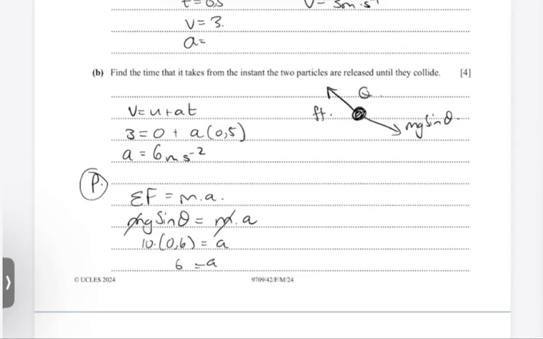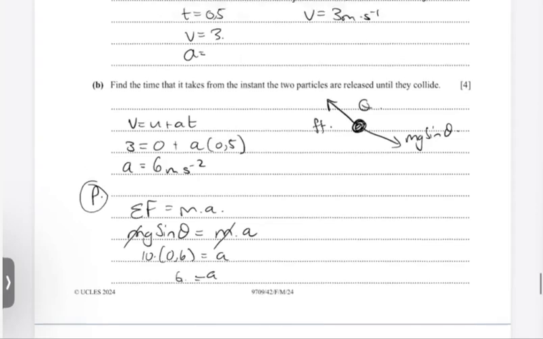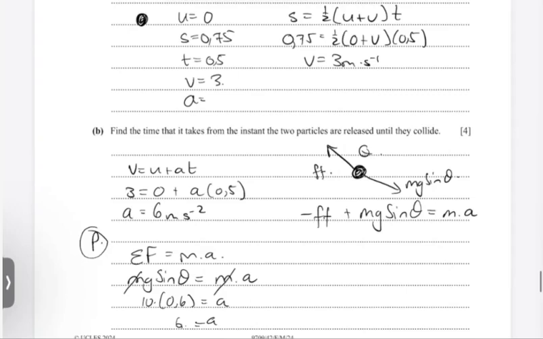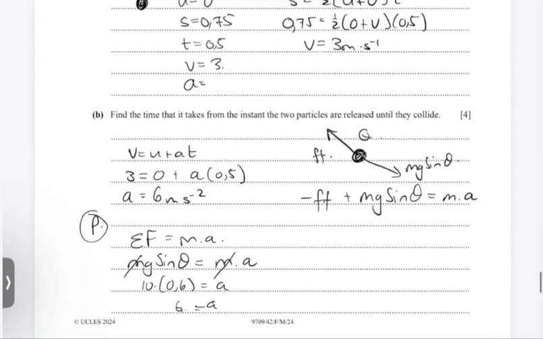I'm just busy processing what I'm supposed to be doing here. Find the time it takes from the instant the two particles are released until they collide. I was hoping to actually find the mass there. But anyway, if we look at particle Q, it has its weight component going down and its friction pulling it up. So we know it's minus friction plus mg sine theta equals mass times acceleration. My friction is mu times R.